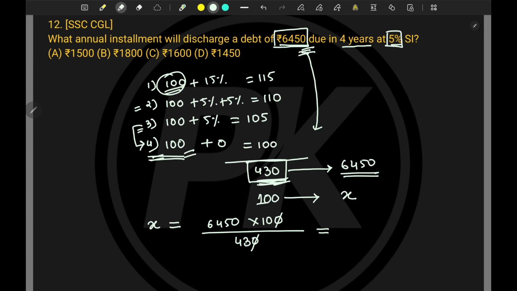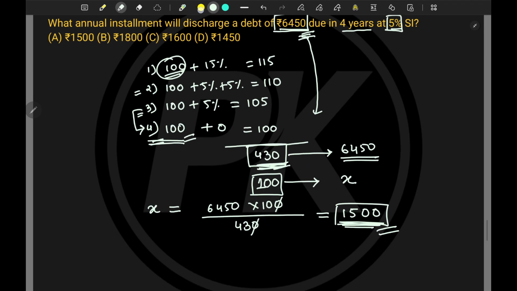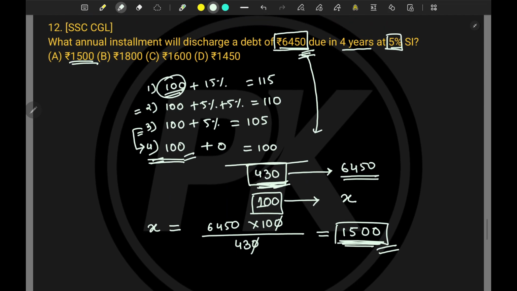So 43 6, let's try to do this: 645 divided by 43, and tell me how much it will come. I'm doing it on the calculator and it is coming around 15, and these two zeros I will add, so it is 1500, right? So now this is what my monthly installment will be, because earlier I considered it as 100, but in actual it is 1500, and hence option number A is correct.